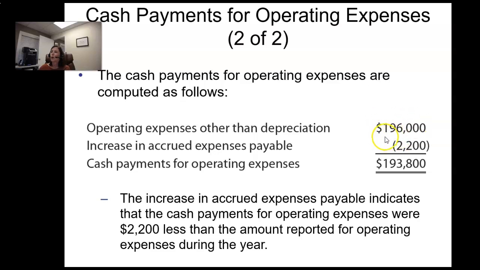So we start with the $196,000. We had an increase in accrued expenses payable of $2,200, so we subtract that, and that gets us to $193,800.